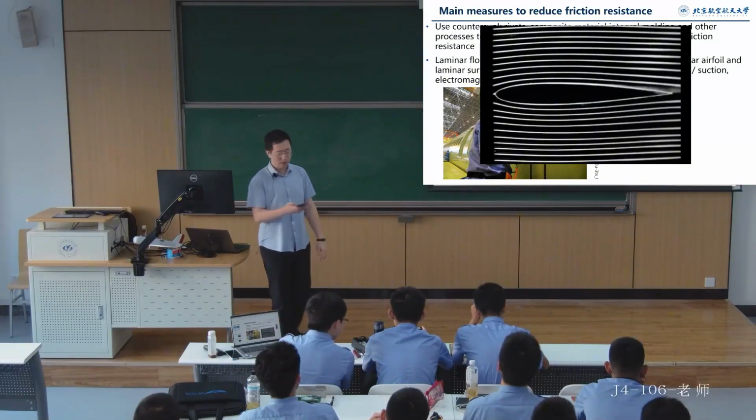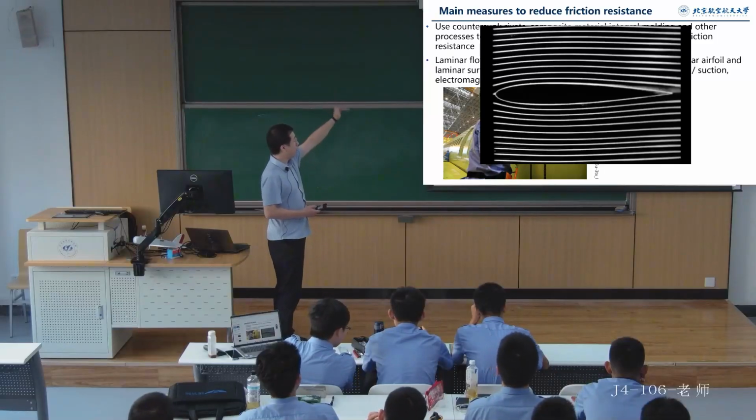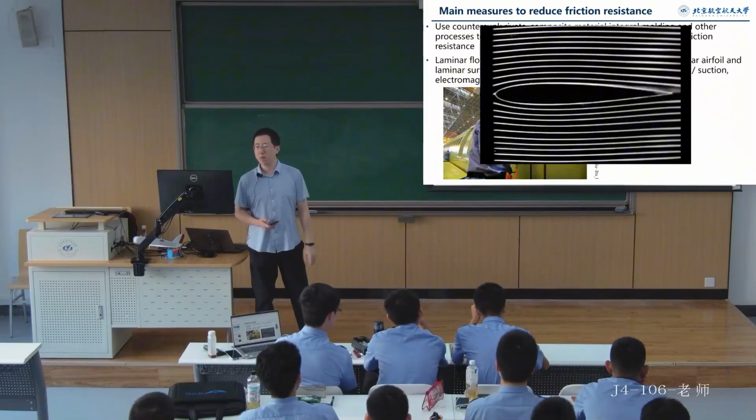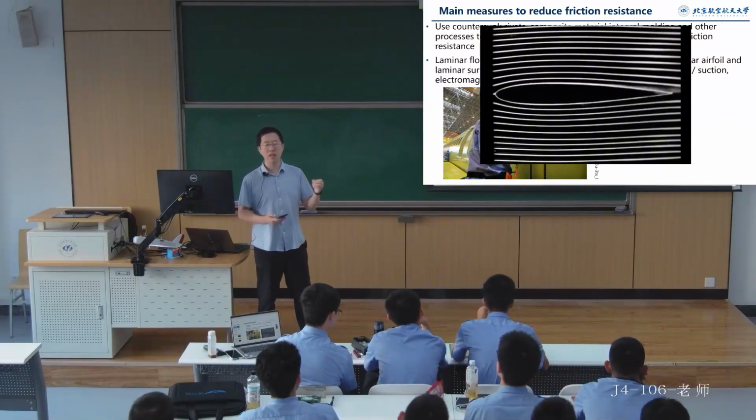So, what we are discussing here is frictional drag, and we are reviewing the essence of how frictional drag is generated. It is due to the interaction between layers within the boundary layer.